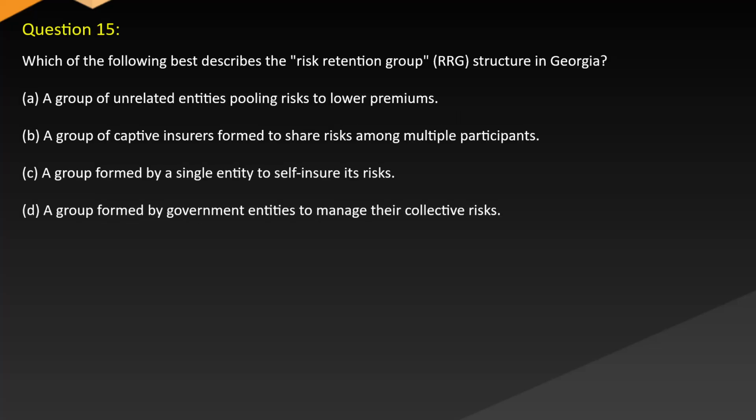Question 15. Which of the following best describes the risk retention group structure in Georgia? A. A group of unrelated entities pooling risks to lower premiums. B. A group of captive insurers formed to share risks among multiple participants. C. A group formed by a single entity to self-insure its risks. D. A group formed by government entities to manage their collective risks.